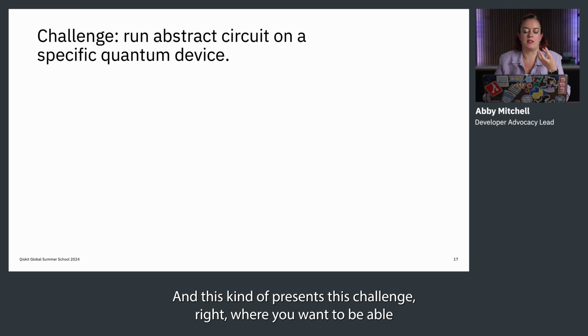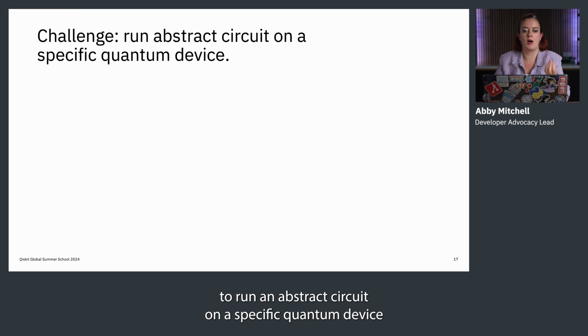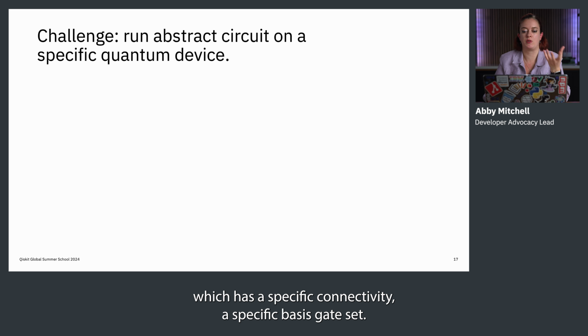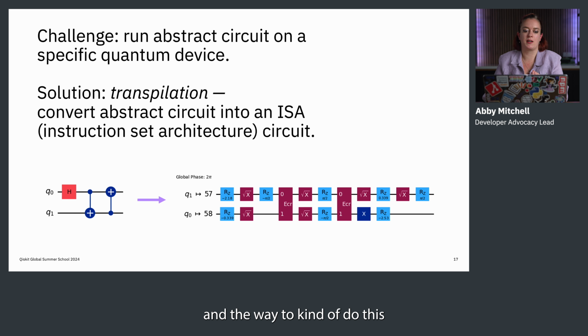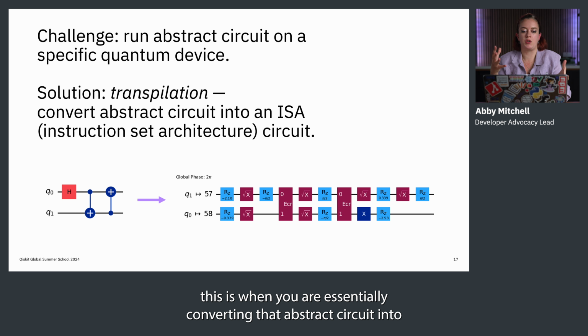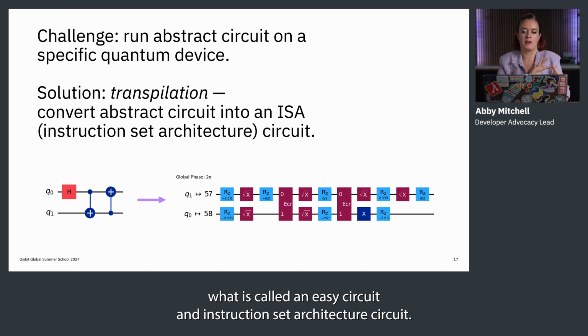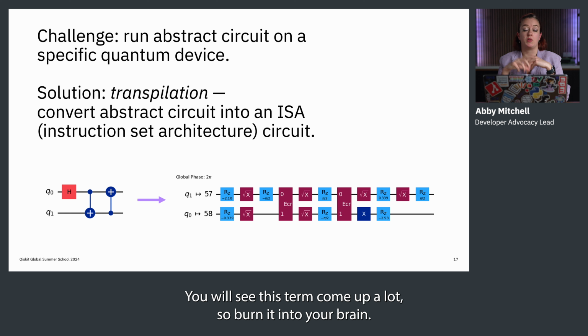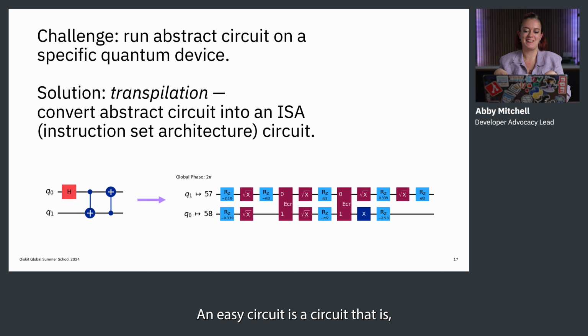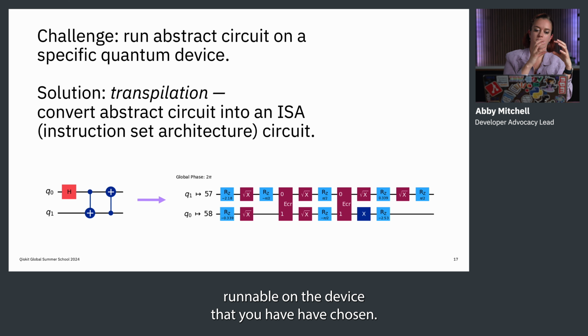And this presents a challenge, right, where you want to be able to run an abstract circuit on a specific quantum device, which has a specific connectivity and a specific basis gate set. The way to do this is through transpilation. This is when you are essentially converting that abstract circuit into what is called an ISA circuit, an instruction set architecture circuit. You will see this term come up a lot, so burn it into your brain. An ISA circuit is a circuit that is optimized and specifically runnable on the device that you have chosen.